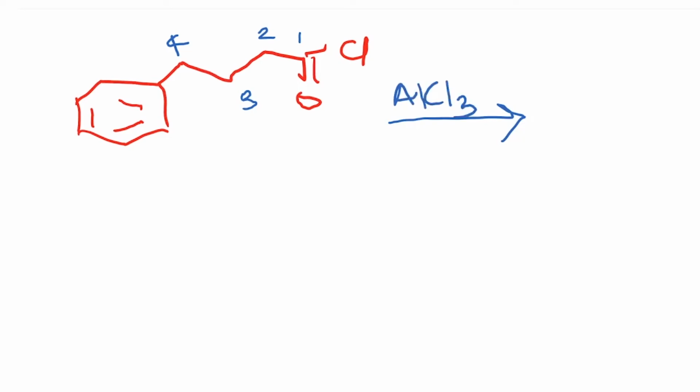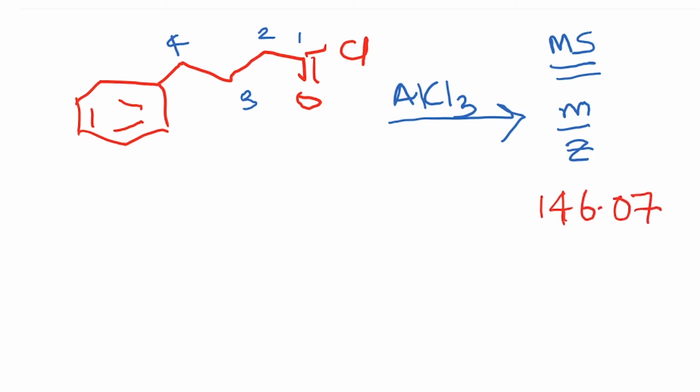I get a product which essentially has M by Z, which is basically mass spec. When we record the mass spectrometry, we get a mass by charge ratio, and the M by Z is, we get a peak at 146.07. So the question here is, what is the product that is formed? You can take some time and work on this problem. We'll take this up again in a subsequent lecture.